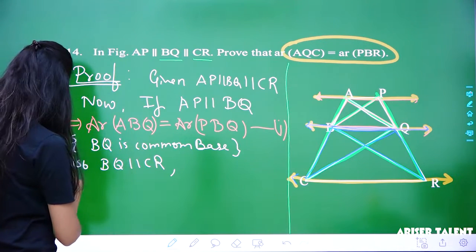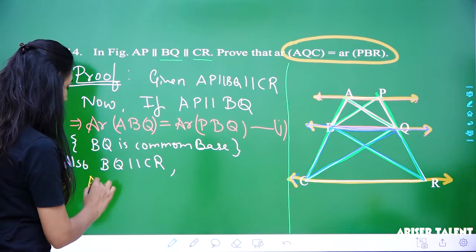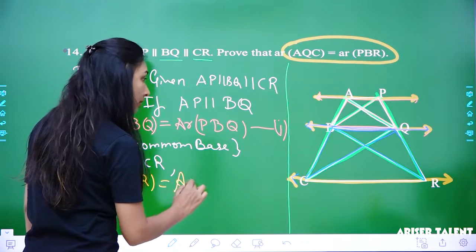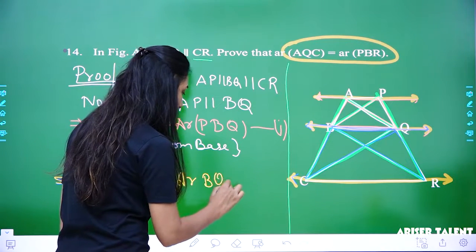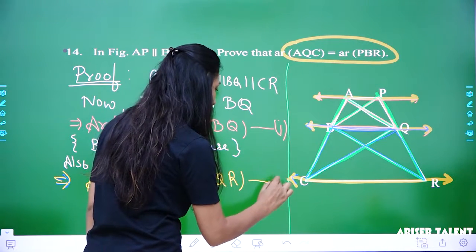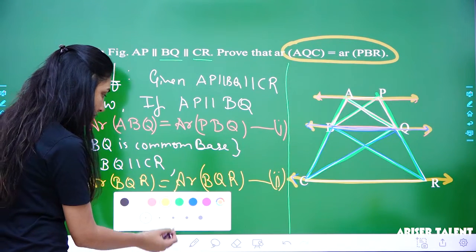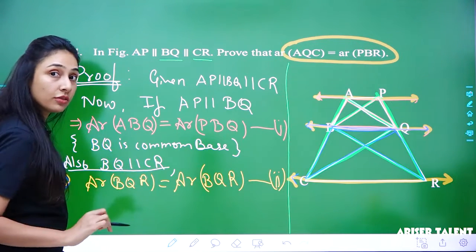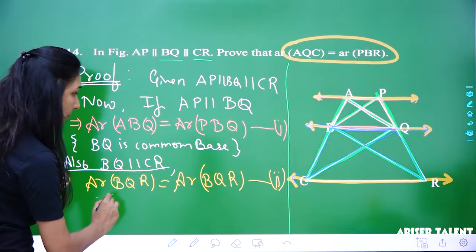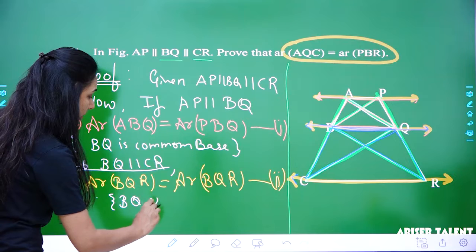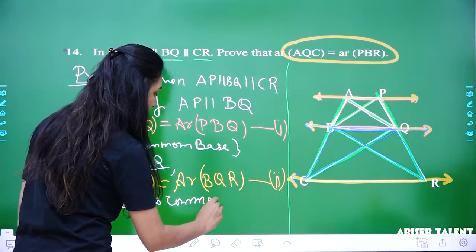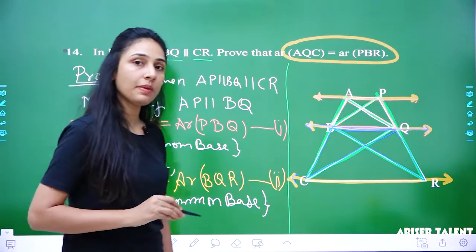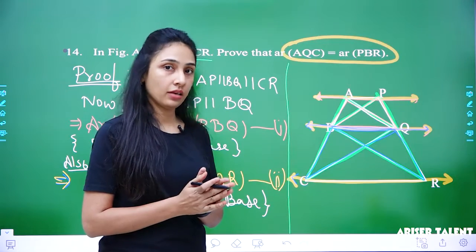This implies that area BQC will be equal to area BQR, right? That will be the second thing. Now, the reason for it is, the first thing you know, that BQ is parallel to CR, and the second thing is also BQ is the common base. So the areas of two triangles having the same base and between the same parallels will be equal in area to each other.